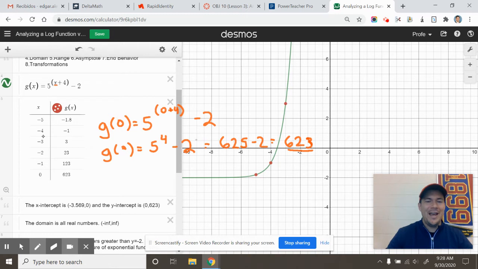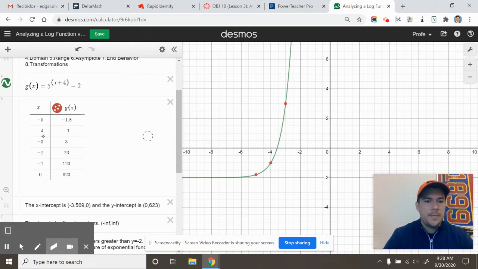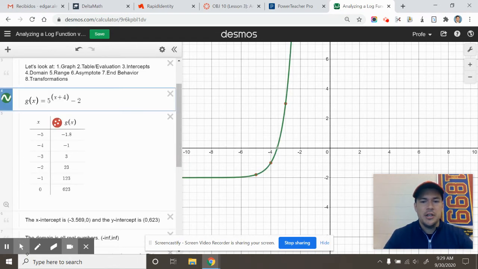Your input is an exponent, and check out this output, 623. Okay? Let's talk about some other points. All right? So we have also an x-intercept here. The x-intercept is negative 3.569. Keep that in mind because we're going to find the inverse function. So important to think about intercepts.